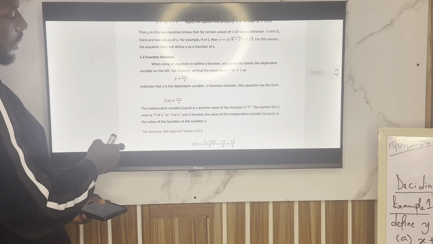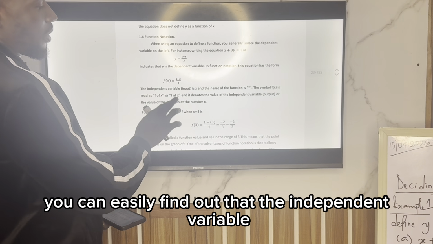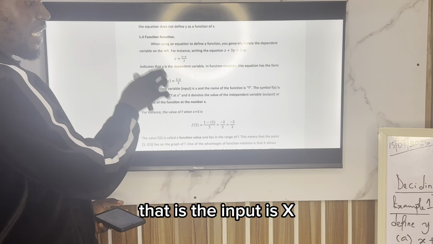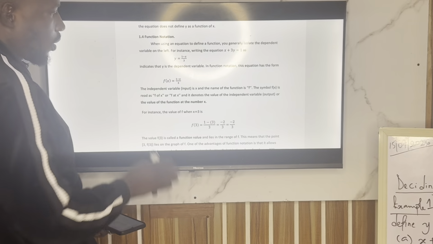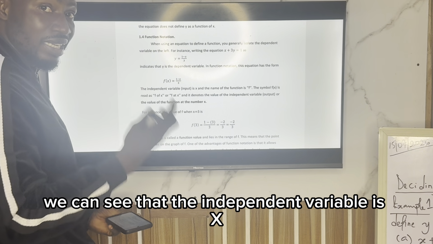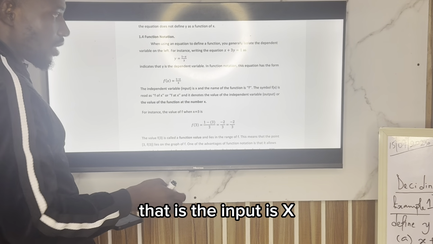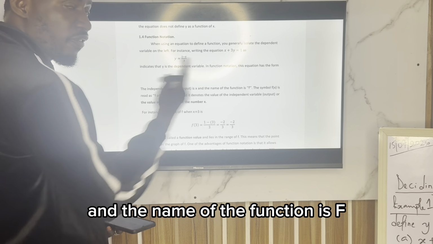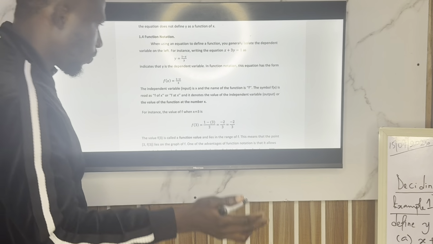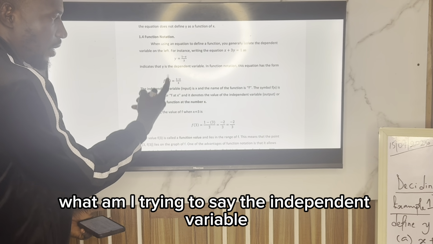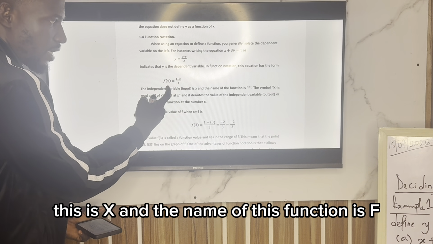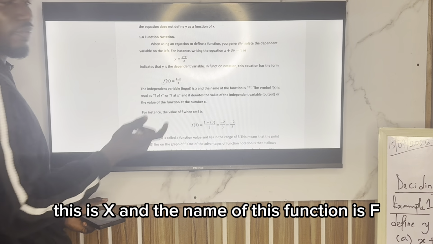Now, we can easily find out that the independent variable, that is the input, is x. Once we have written it like this, we can see that the independent variable is x. That is, the input is x, and the name of the function is f. What am I trying to say? The independent variable, this, is x, and the name of this function is f.